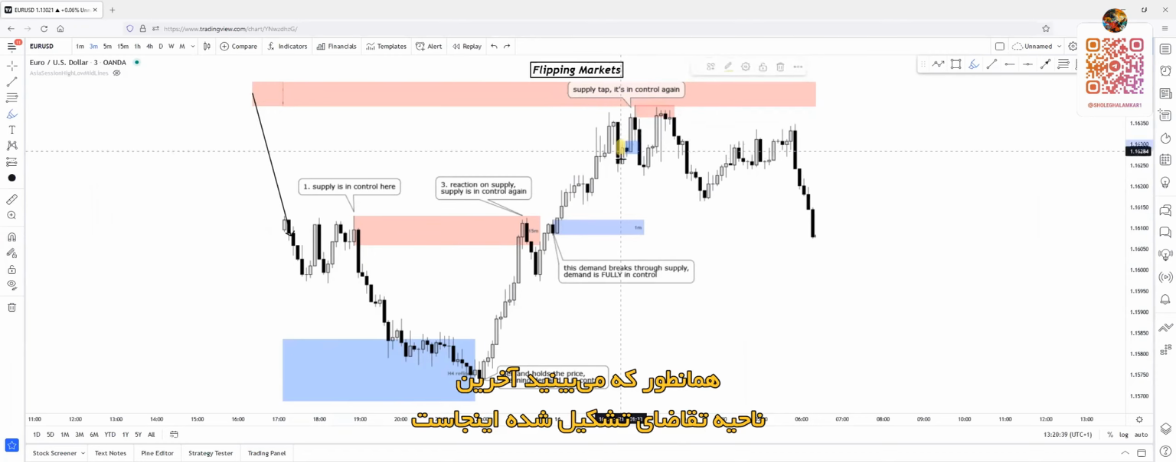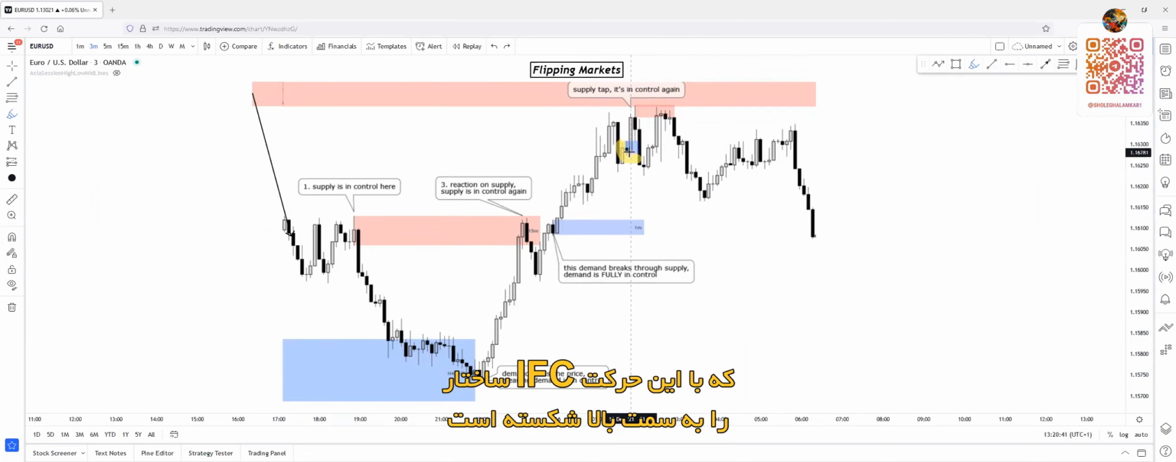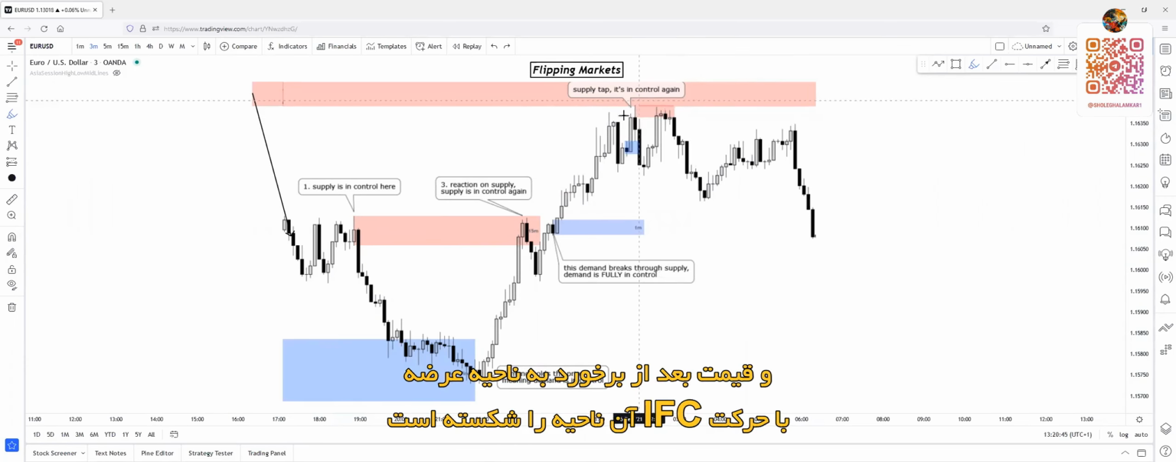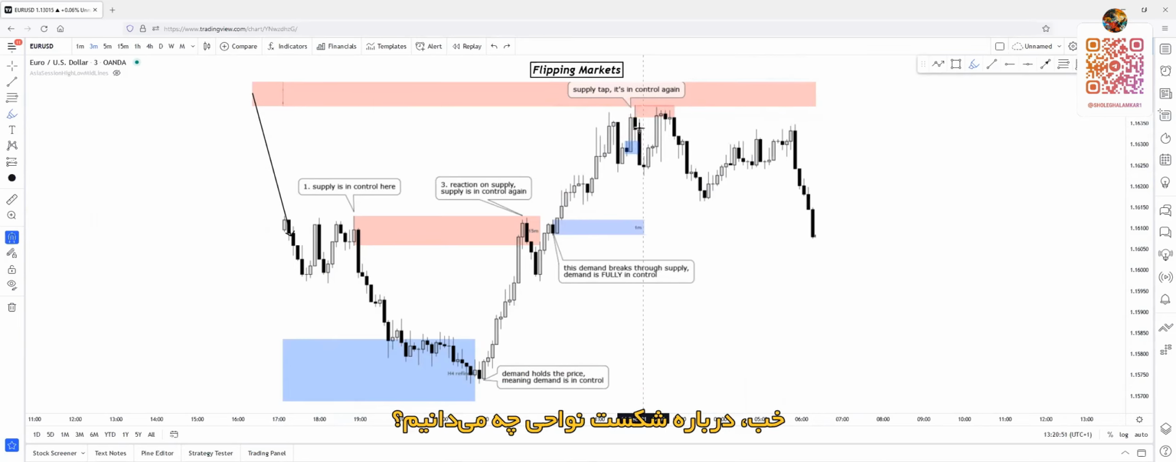And as you can see, we have this last demand zone right here, which created the inefficient movement and the break of structure to the upside. And price broke through that zone with this inefficient movement after the supply tap. So what do we know about zone breaks?